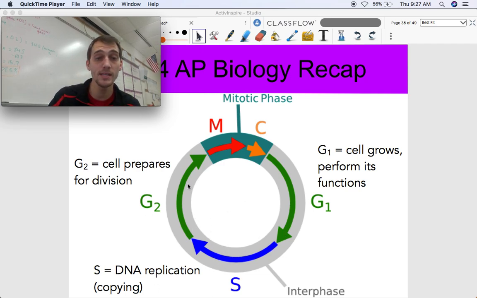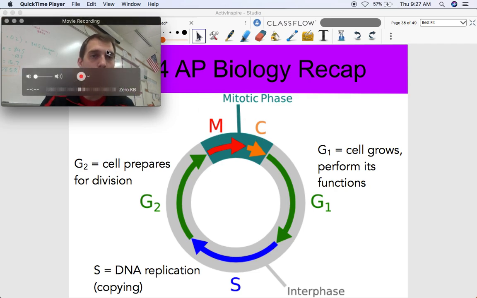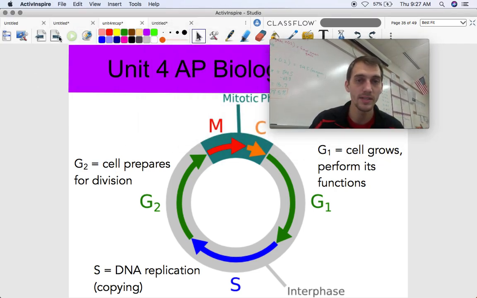What follows S phase is gap 2. Gap 2 is when the cell prepares for division. And here's the mitotic phase here. M stands for mitosis, C stands for cytokinesis. And we're going to talk about those in just a second.